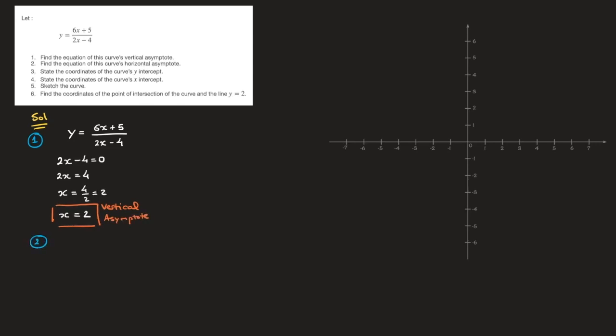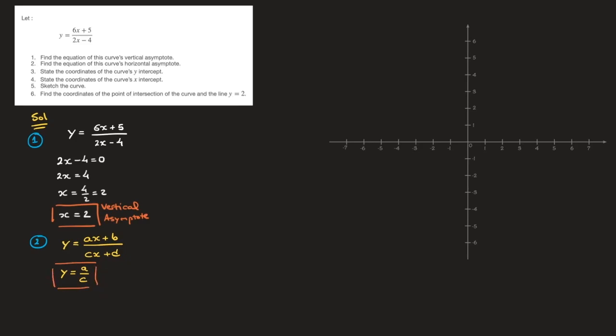I move on to question 2. And in question 2, we need to find the equation of this curve's horizontal asymptote. Well, for the horizontal asymptote, there's a nice little formula for functions like this one. Indeed, as soon as we're dealing with a rational function that can be written as y equals ax plus b over cx plus d, the horizontal asymptote's equation will always be y equals a over c. And I'll go ahead and box that important result as well. There we go. Do make a note of this.